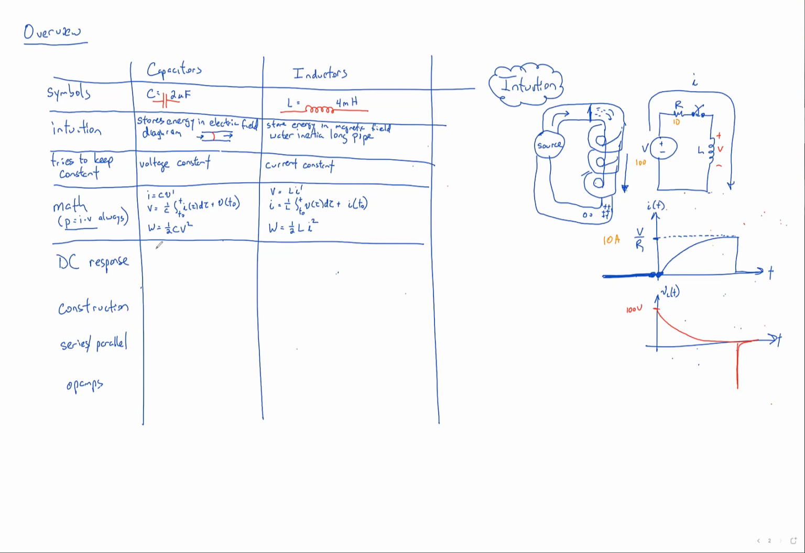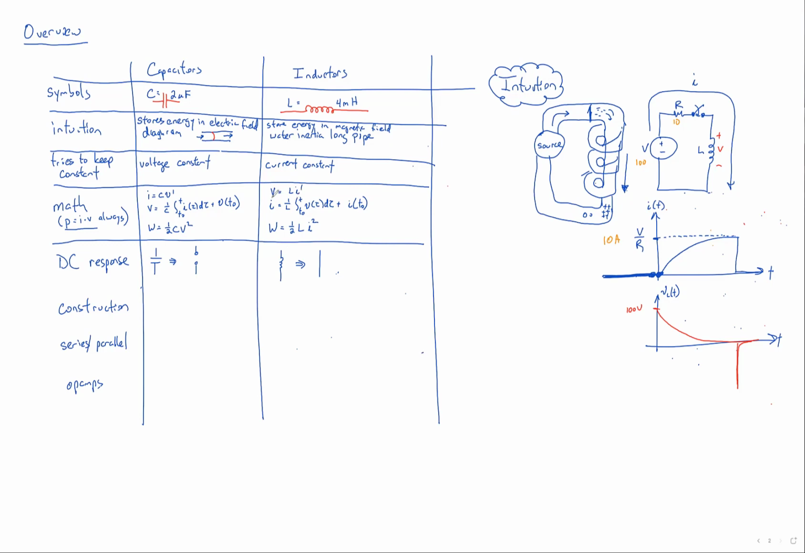Okay, DC response. We said capacitors, after a long time, they get charged up and they end up just looking like an open. An inductor becomes a short. Our intuition is right back here. After a long time, it's like the inductor isn't even there.